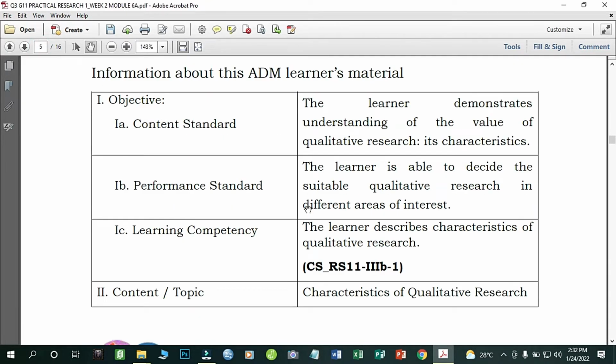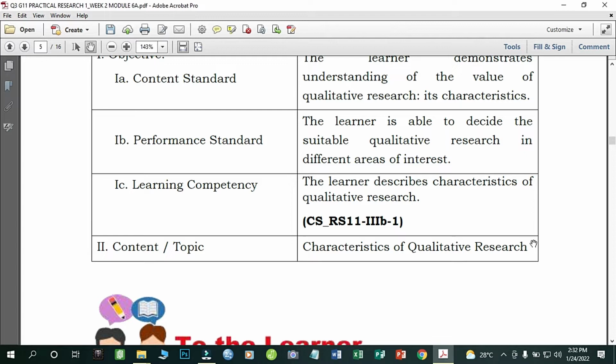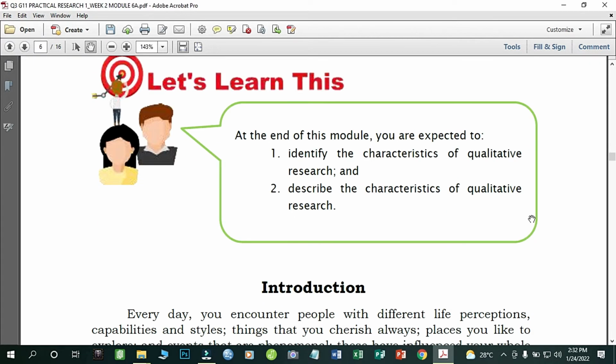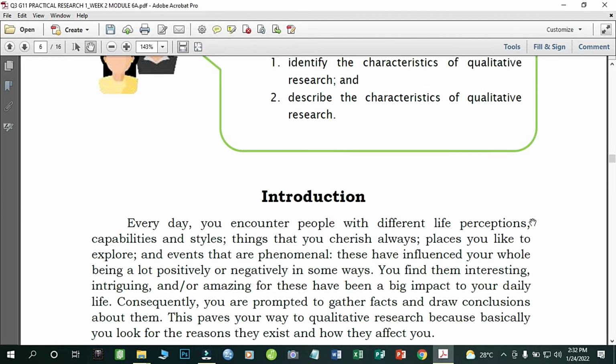Our learning competency in this module: the learner describes characteristics of qualitative research. So our topic is characteristics of qualitative research. At the end of this module, you are able to, number 1, identify the characteristics of qualitative research, and number 2, describe the characteristics of qualitative research.